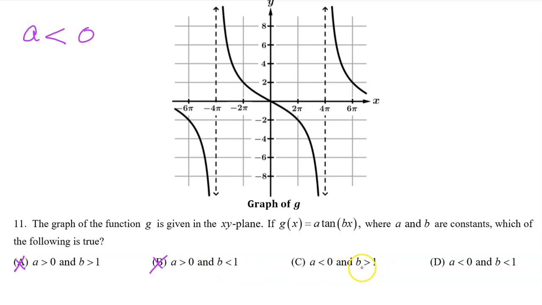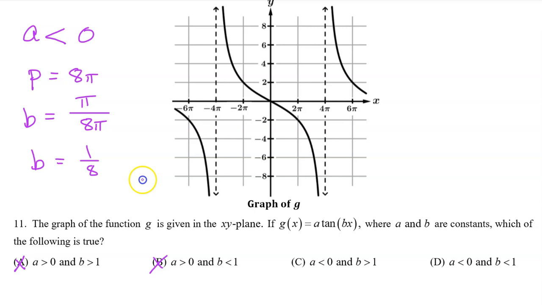To figure out whether the b value is greater than 1 or less than 1, let's find that b value. But first we need the period. The period can be measured from asymptote to asymptote. From negative 4 pi to positive 4 pi is a total of 8 pi. So the period is 8 pi. Now the b value for a tangent function is given by pi divided by the period. The pi's cancel out, leaving a b value of 1/8, which is less than 1. So the answer is D.